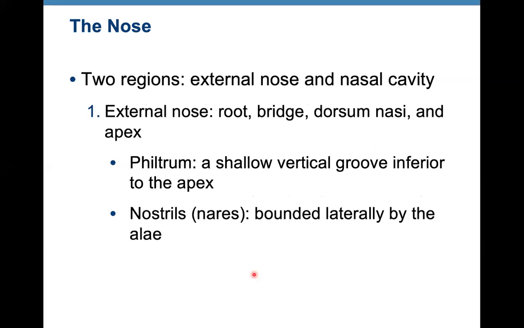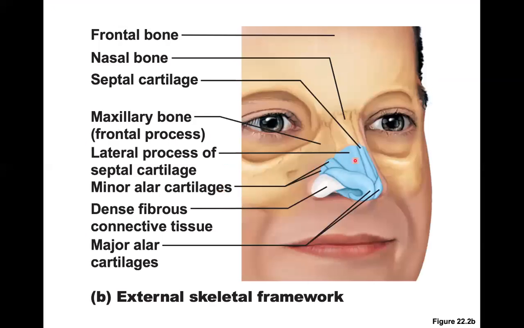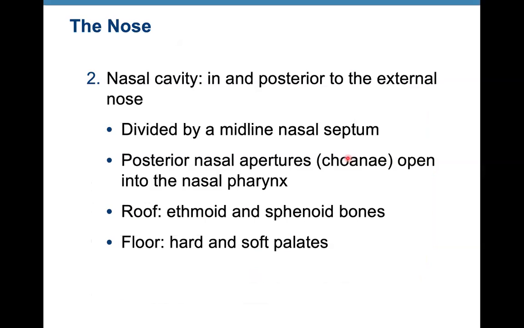Now, looking at the nose structurally, there are 2 regions. We have what's called the external nose. This is the portion that you can see on the outside of the face. And in case you didn't know where your nose was, here's your nose, and here's a cartoon of where your nose is. Then we also have the nasal cavity. This is where a lot of the activity is actually taking place.